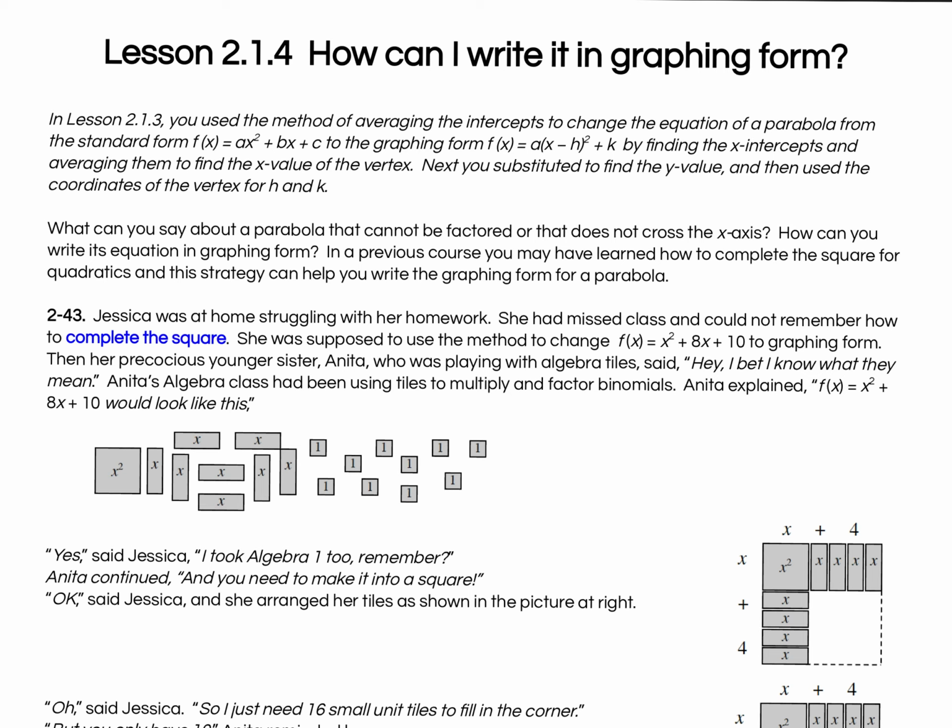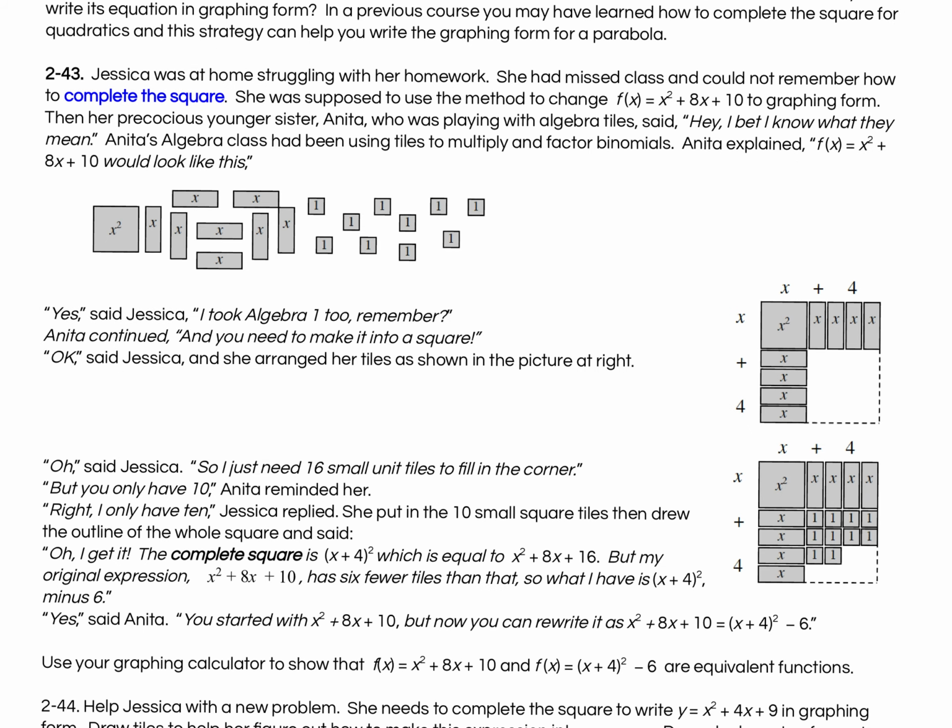So in the previous lesson, you looked at how you could rewrite standard form into graphing form by averaging the x-intercepts. We're going to look at another approach to doing this, and this will be especially helpful if your function does not factor or doesn't have any x-intercepts. So let's talk about how we can complete the square.